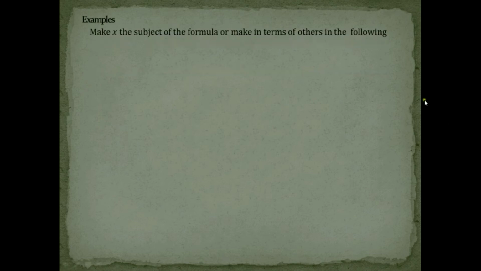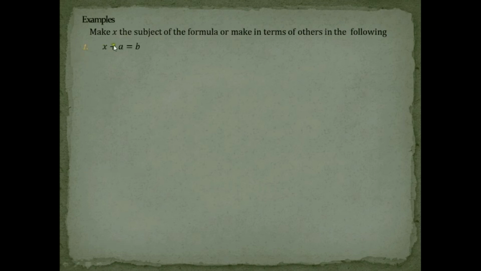Now, the example has a heading: make x the subject of the formula, or make x in terms of other variables. Usually, when you are not told to make something the subject of the formula, you will be told to make it in terms of others. So making something in terms of others and making it the subject of the formula go hand in hand. They are used interchangeably. So let's make x the subject of the formula in the following.